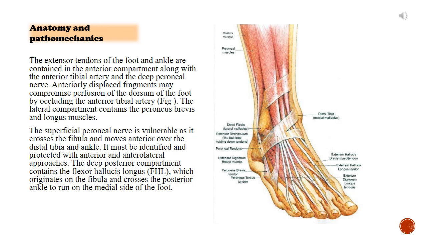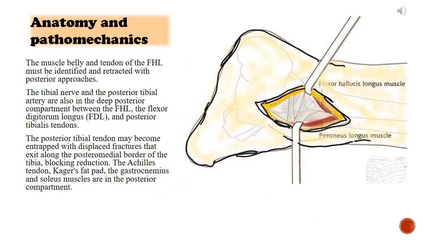The deep posterior compartment contains the flexor hallucis longus, FHL, which originates on the fibula and crosses the posterior ankle to run on the medial side of the foot. The muscle belly and tendon of the FHL must be identified and retracted with posterior approaches. The tibial nerve and the posterior tibial artery are also in the deep posterior compartment between the FHL, the flexor digitorum longus, FDL, and posterior tibialis tendons.